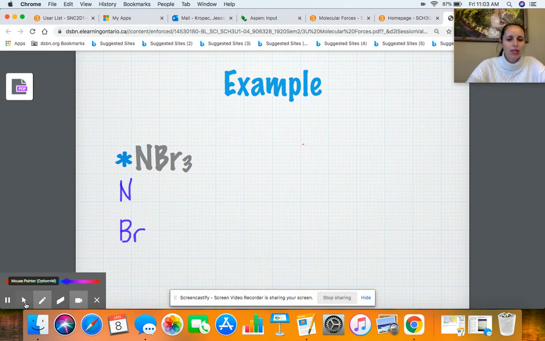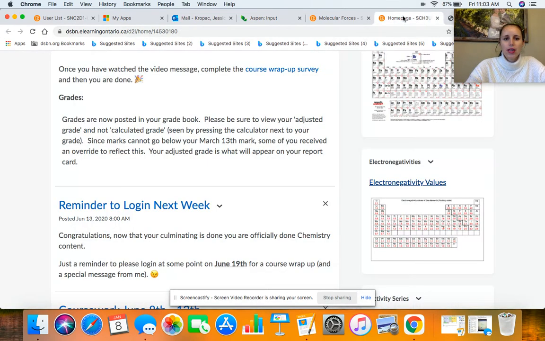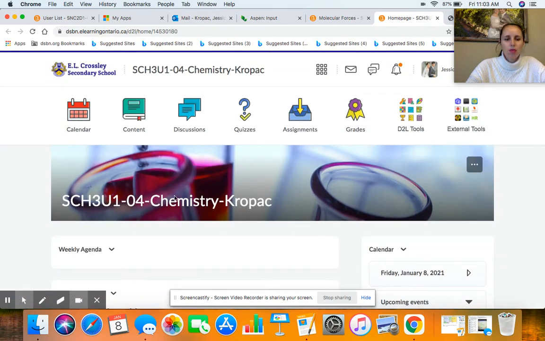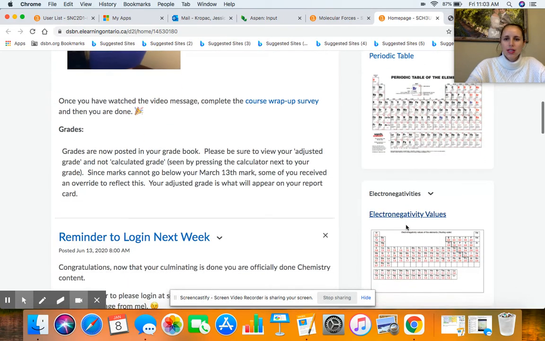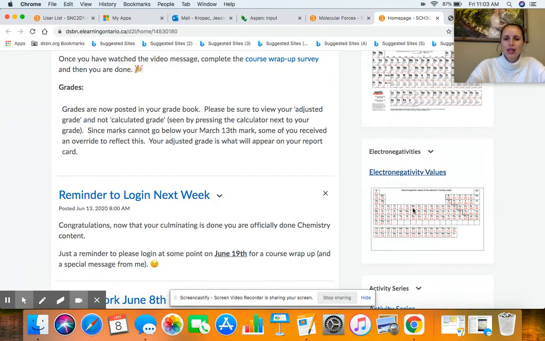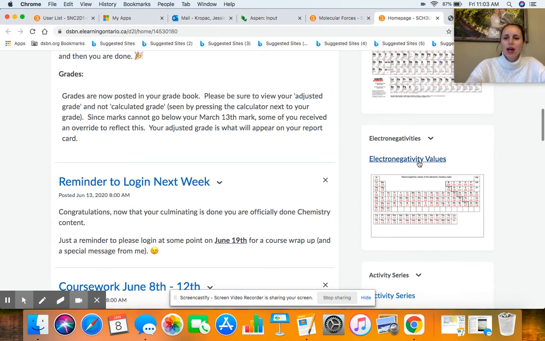So I want to point something out to you on your home page. Your home page looks like this. On the side of your home page, you have a bunch of widgets over here. You're going to see a periodic table widget. You're going to see an electronegativity widget. That's the one that we want right now, that electronegativity value.